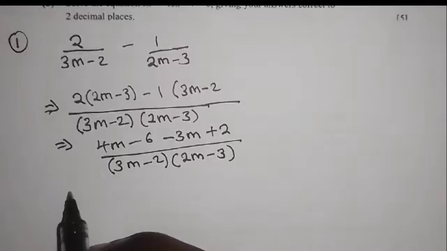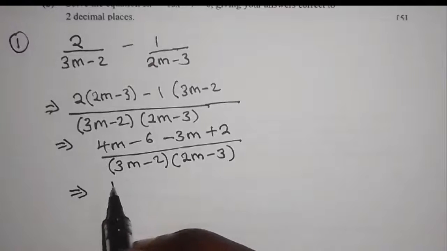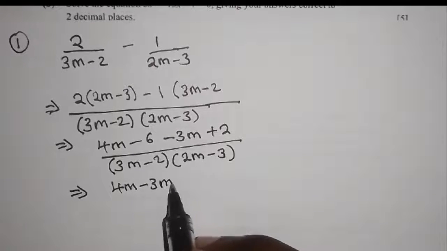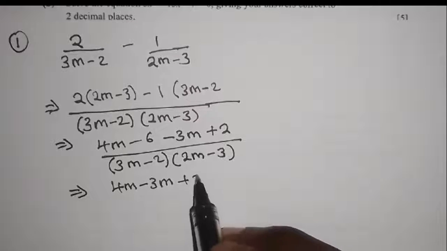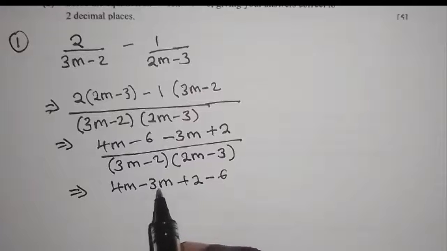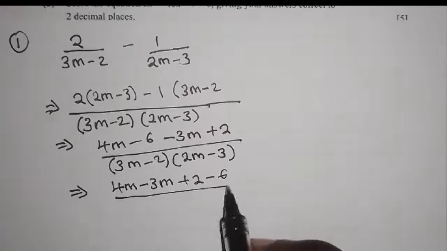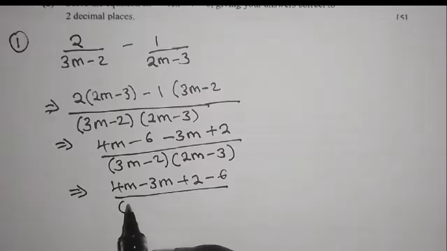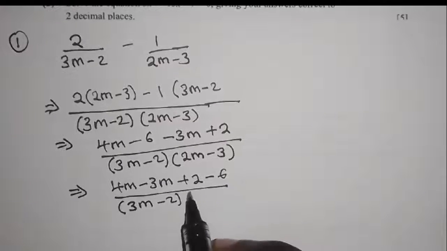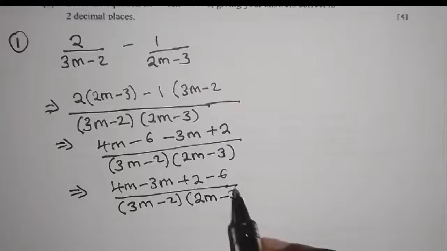From there again, you put the like terms together: 4m minus the 3m, then plus the 2, then minus the 6. Those that are variables, the m, we put together, and those that are numbers, you put together. Then just bring down this 3m minus 2, and then 2m minus 3.